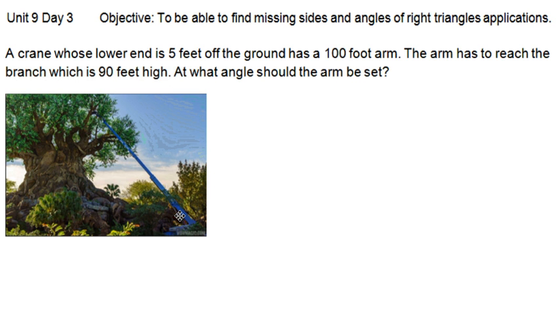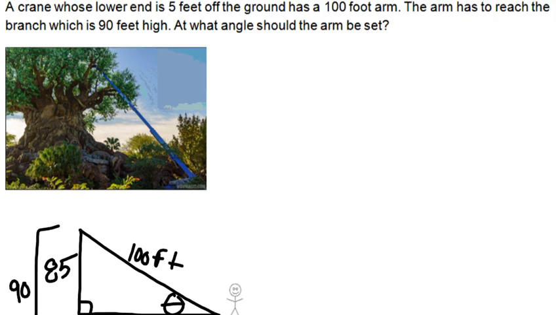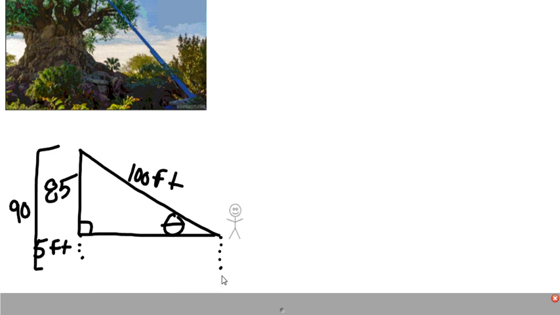So if we draw our representation, we should have something similar to what we're talking about here. Again, the crane is 5 feet above the ground, and that's where you'd be operating it from. We're looking to set the angle to that branch for the 100-foot arm. The branch is 90 feet from the ground. Well, remember, you're up 5 feet operating that crane. So technically, you're looking at 85 feet for the height that you need to cover.